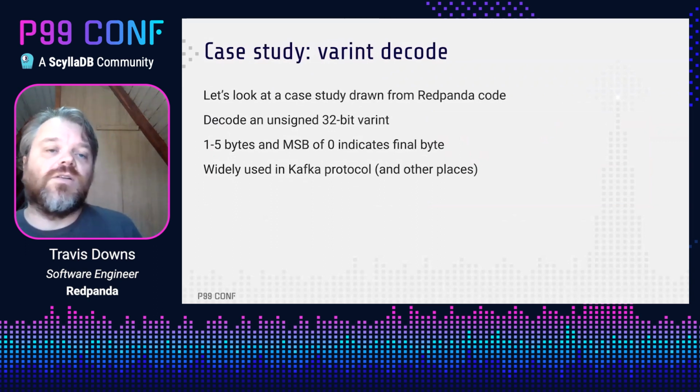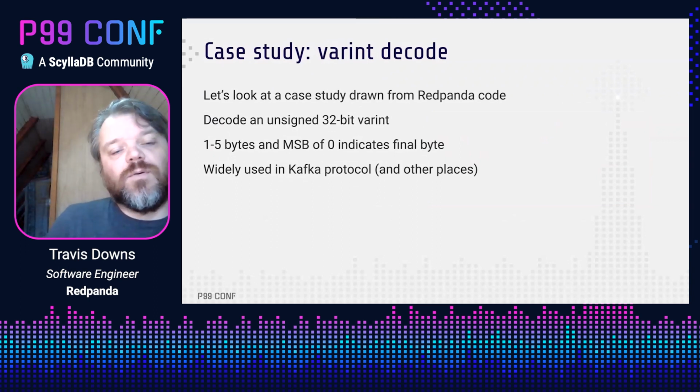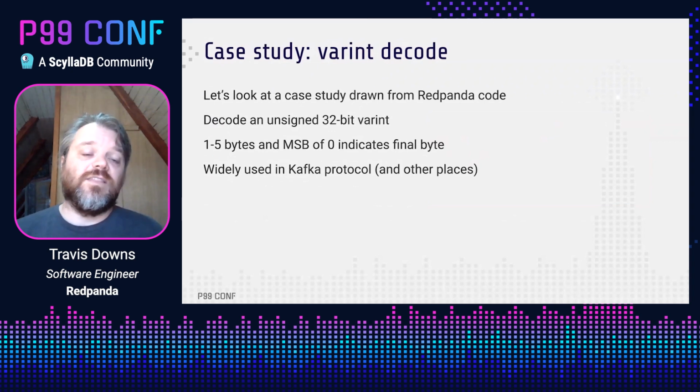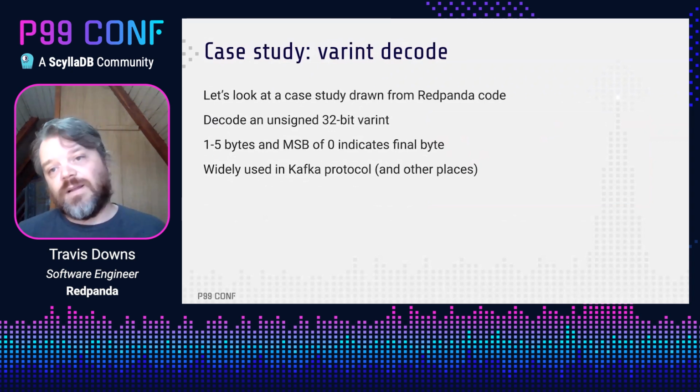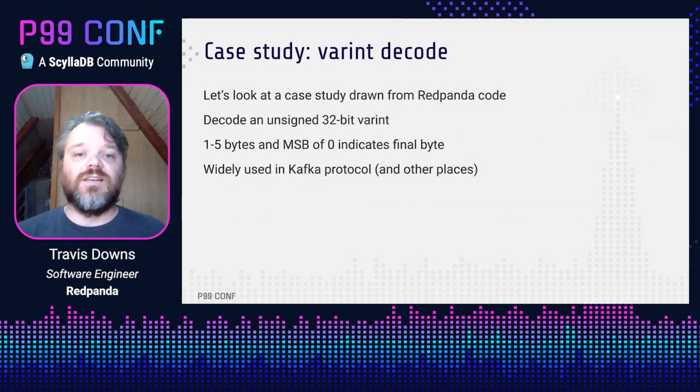Let's take a more detailed look at a case study for a variable integer decode. This is drawn from Redpanda code. I cleaned it up because we tend to have these giant method names that don't let things fit on the slide. But the coroutine method you're going to see is basically real Redpanda code.